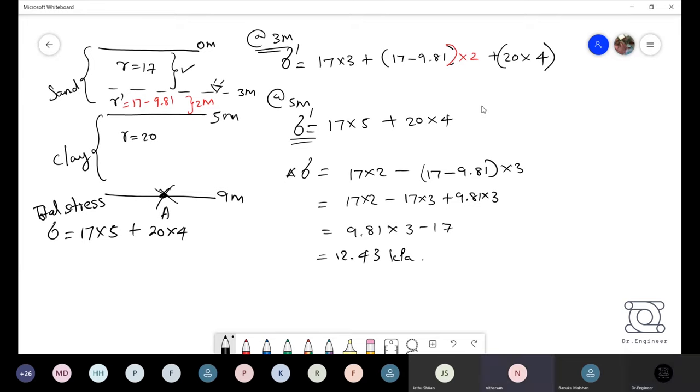So in here we are using total stress. In the calculation of the total stress, we need gamma saturated value of the sand also. Okay. But in here, we don't know the gamma saturated value of the sand. They didn't give in here. If the water table is at the 3 meter, how can we calculate the value between the 3 meter to 5 meter?